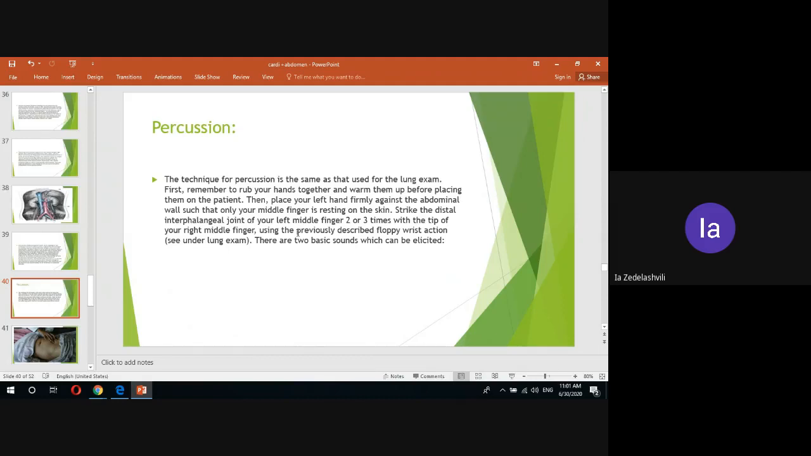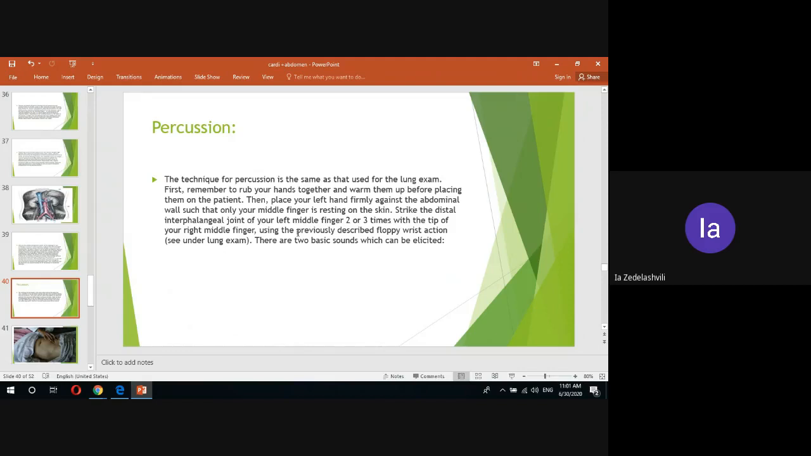The technique for percussion is the same as that used for the lung exam. First, remember to rub your hands together and warm them up before placing them. So, what is percussion? You remember I said, and we will see it now in the video as well.